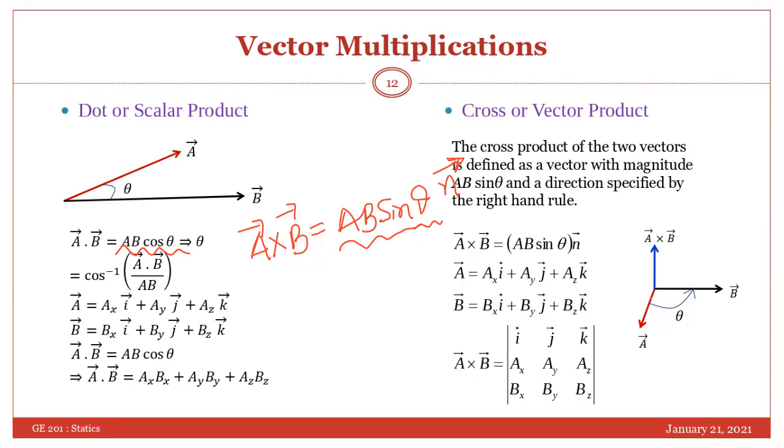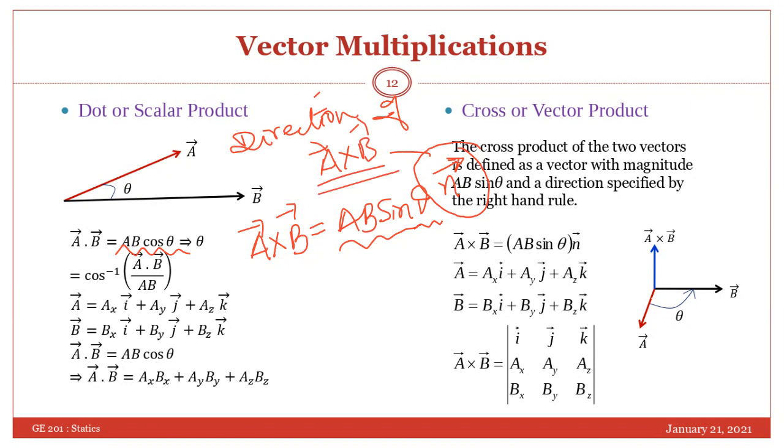So of course, if A and B are in the XY plane, then the thumb will be pointing towards the positive Z axis. And the unit vector in the positive Z direction is K. So this is the general formula, AB sine theta into the unit vector of the direction, vector n. So this vector n will represent the direction of vector A cross vector B. Okay.